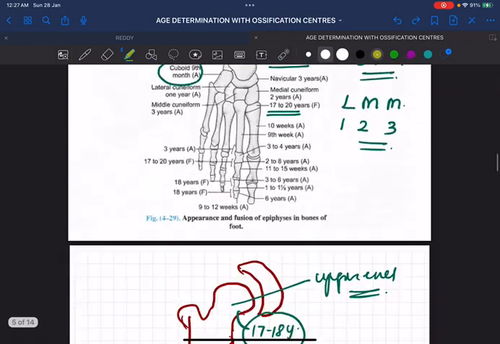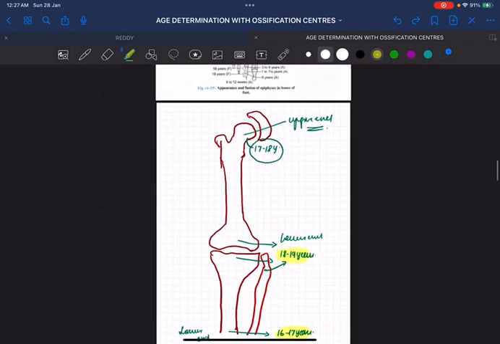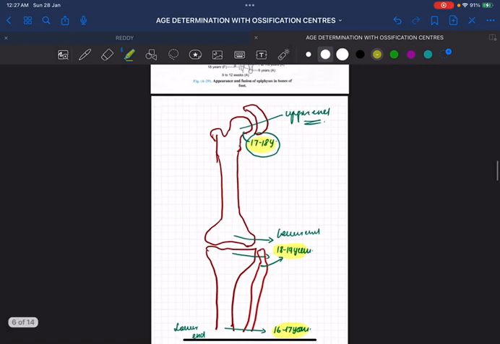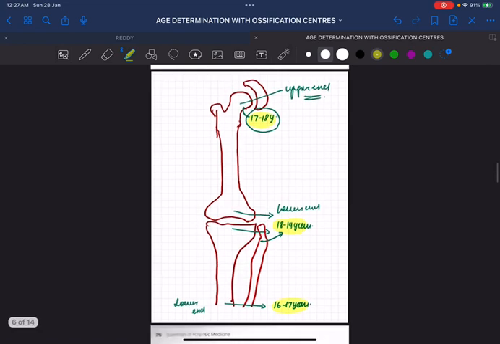Then coming to our three easy bones. What are they? Upper end of the femur, lower end of the femur, upper end of the tibia and fibula. Upper end of the femur is 17 to 18 years. Lower end of the femur and upper end of the tibia and fibula is 18 to 19 years. So automatically, what will be the fusion age of the lower end of the tibia and fibula? 16 to 17 years. So 17 to 18, 18 to 19 and 16 to 17.